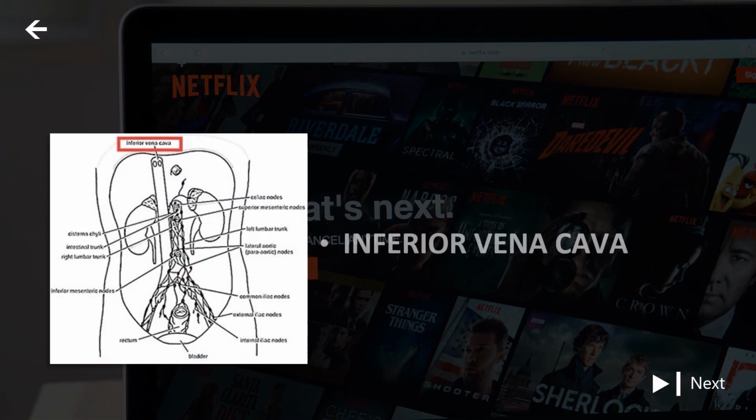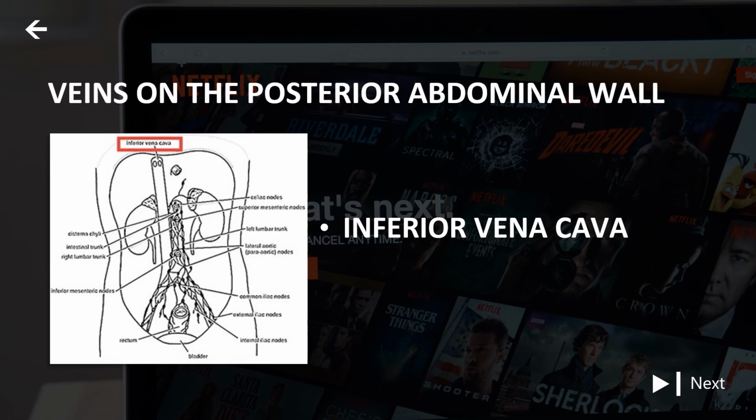The next one would be the veins on the posterior abdominal wall. The first one would be the inferior vena cava. The inferior vena cava conveys most of the blood from the body below the diaphragm to the right atrium of the heart.